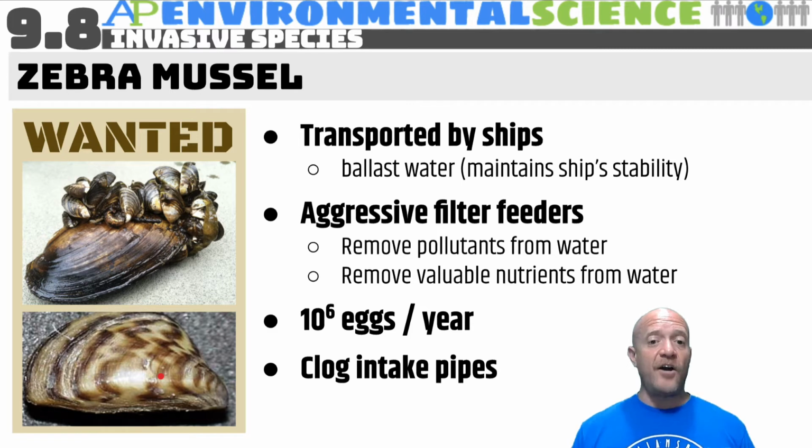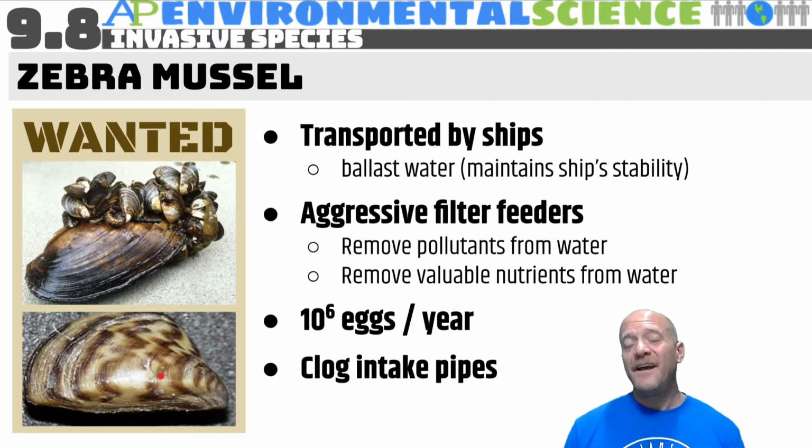So zebra mussels are kind of good for the water quality, I guess you could say, because they will clean the water of pollutants. They're aggressive filter feeders. They can take not only pollutants out of the water, but also valuable nutrients. They can lay 1 million eggs a year, and another problem is they can clog intake pipes.